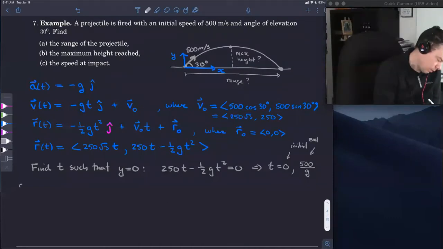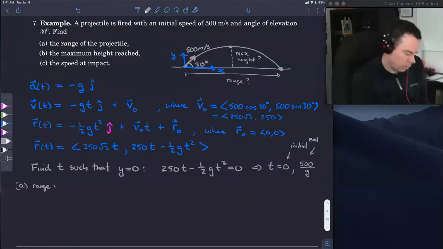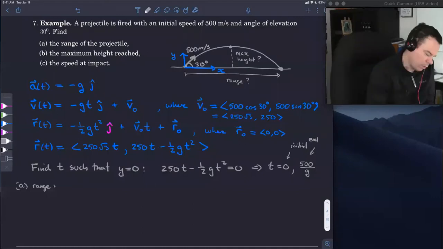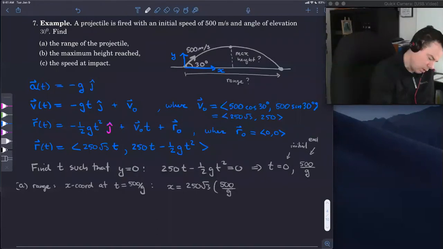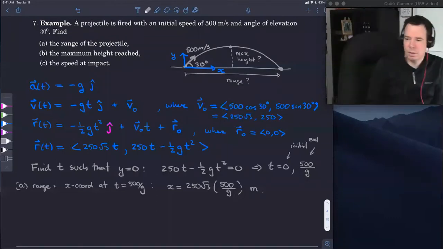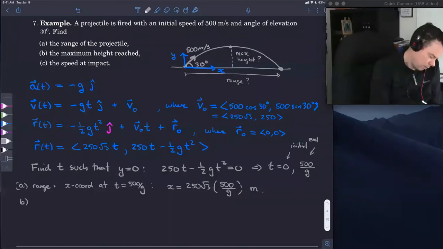So now we can go ahead and say, what is the range of the projectile? Well, we know the time of travel now, so the range is just going to be the x value at that time of travel. So the x coordinate at t equals 500 over g is given as x equals 250 root 3 times 500 over g. And that's meters. So that's the range that it's traveled. What's next? We want to find the maximum height.